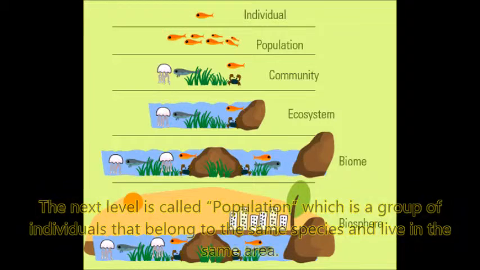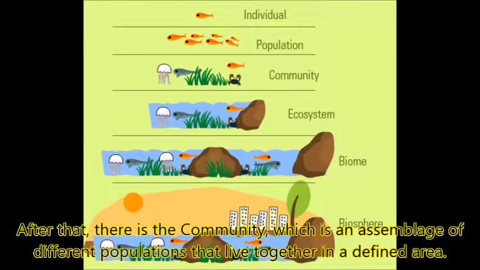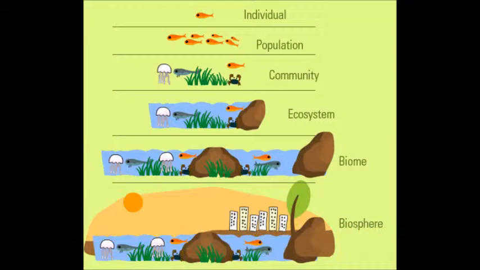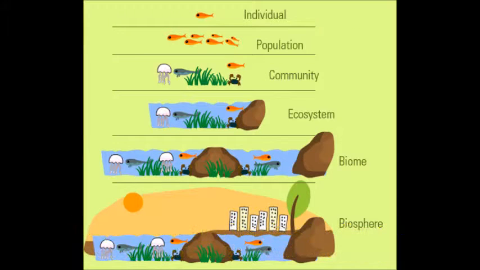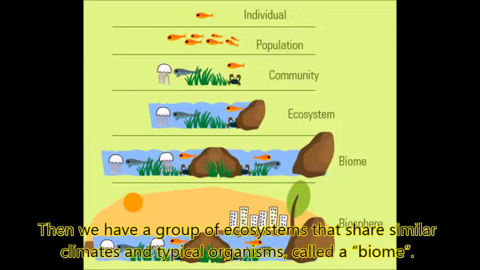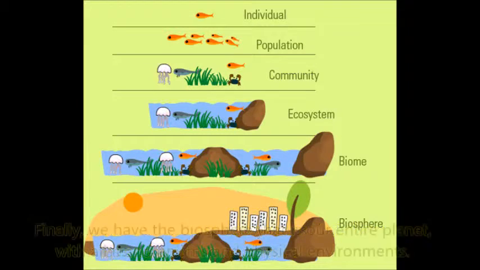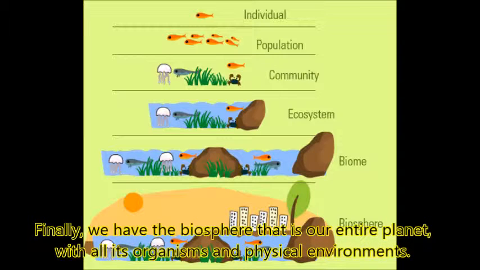in the same area. After that, there is the community, which is an assemblage of different populations that live together in a defined area. All the organisms that live in a place together with the physical environment is known as an ecosystem. Then we have a group of ecosystems that share similar climates and typical organisms, called a biome. Finally, we have the biosphere, that is our entire planet, with all its organisms and physical environments.